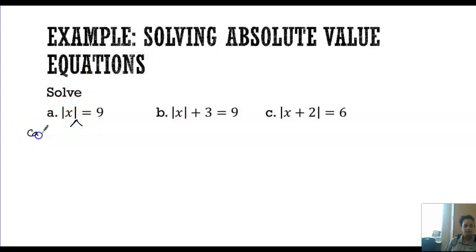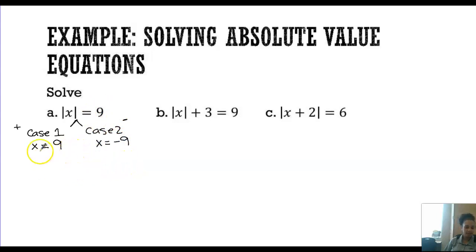Case 1 is what I call the positive case. And that means I take my absolute value, get rid of the braces around it, and the number on the opposite side of the equal sign, I just write it as a positive number. For case 2, I call that the negative case. What I do, again, get rid of the absolute value braces and set it equal to -9 this time.